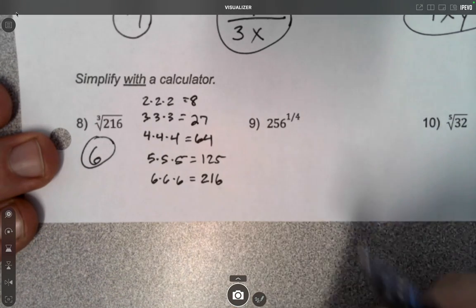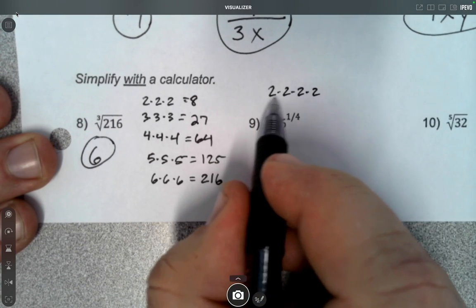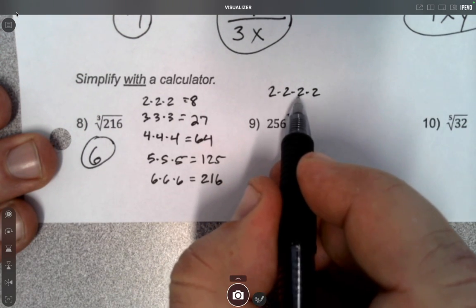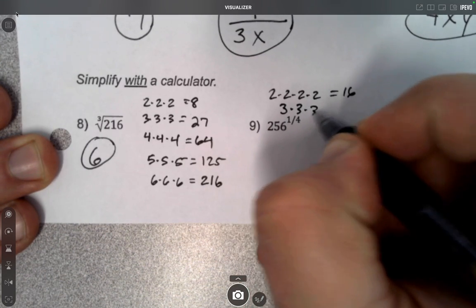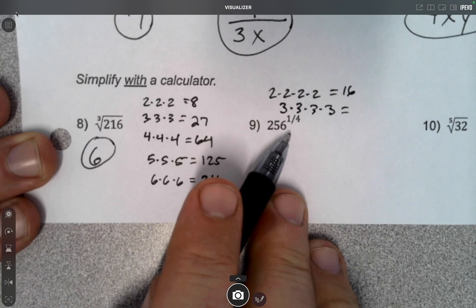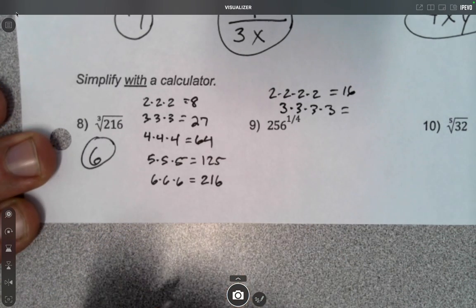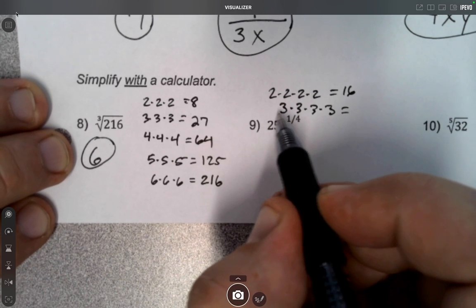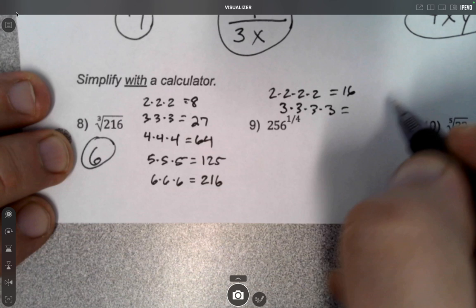Okay, fourth power here. 2 times 2 times 2 times 2. So 2 times 2 is 4, times 2 is 8, times 2 is 16. 3 times 3 times 3 times 3. And I'm doing 4 because I know some number multiplied by itself 4 times must equal 256. 3 times 3 is 9. 9 times 3 is 27. 27 times 3 is 81.